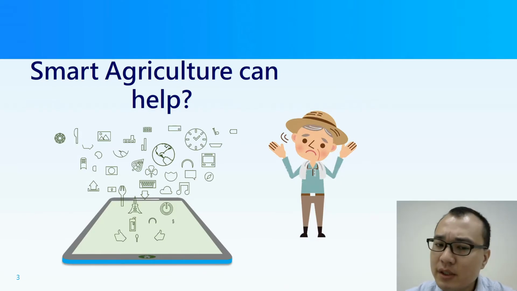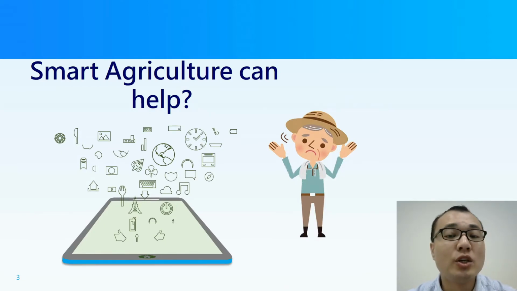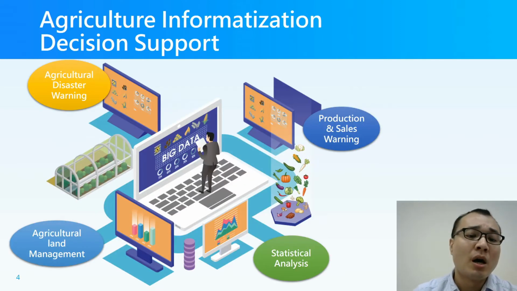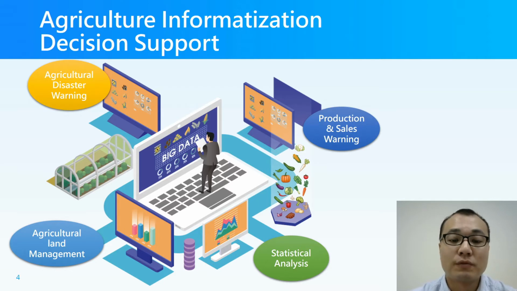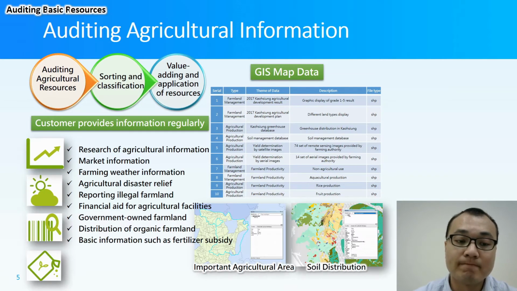What kind of services or applications can we provide to farmers or decision makers to let agriculture be smart? What aspects can agriculture information support? I would say it can provide early warnings of crop damage, as I just mentioned, early warning of production and marketing, systematic management of agricultural land, and even statistical analysis reports.